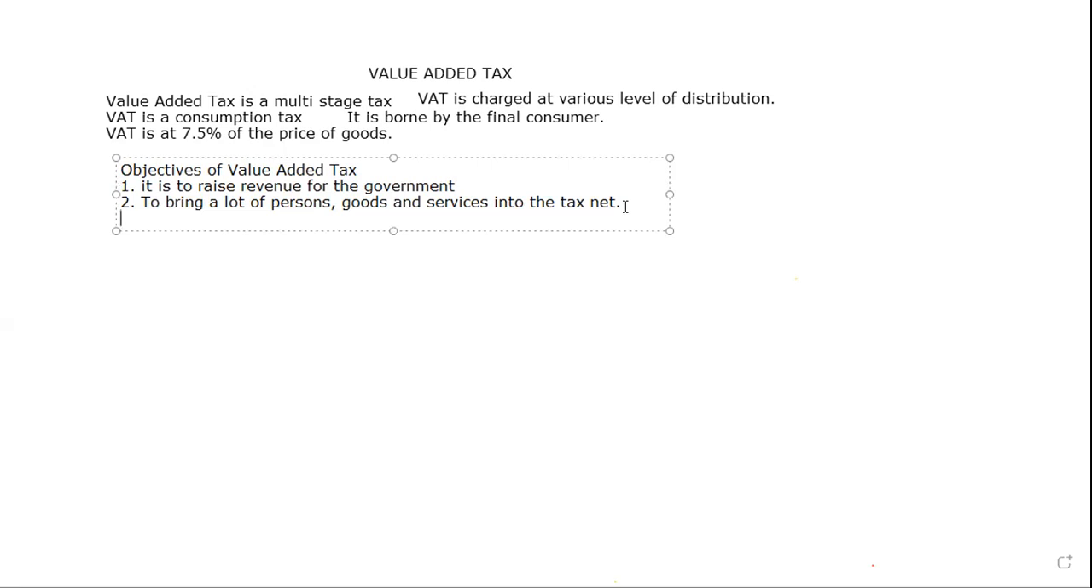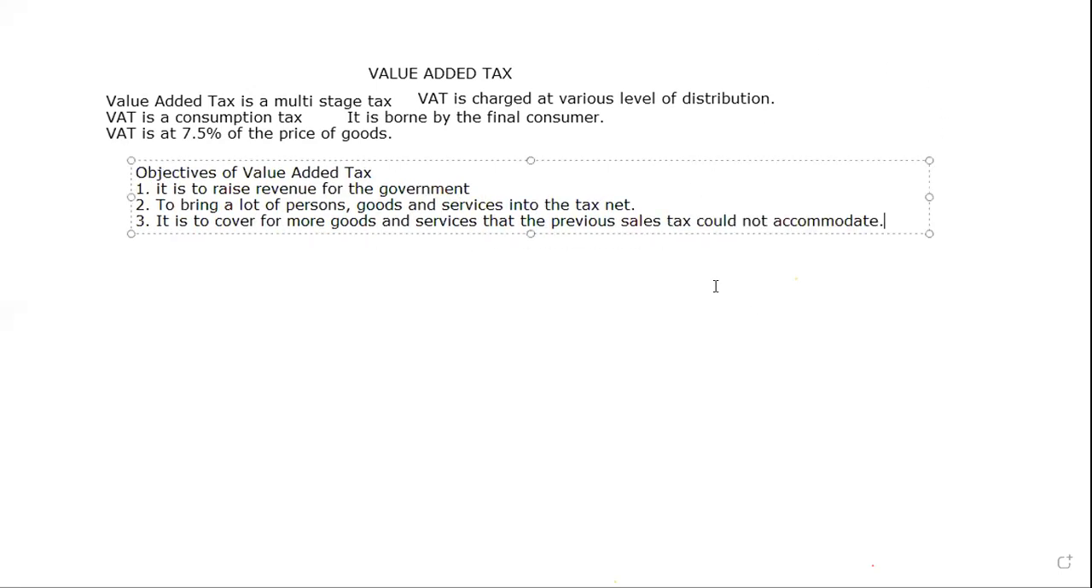And number three is that it is to cover more goods and services that the previous sales tax could not accommodate. All right, those are the three major objectives for value added tax.